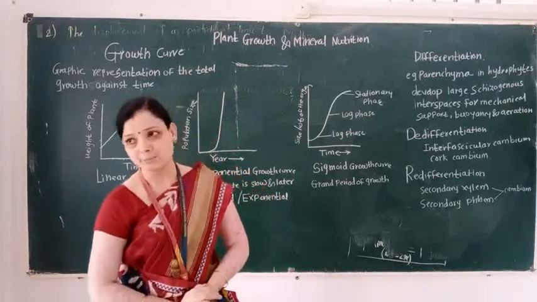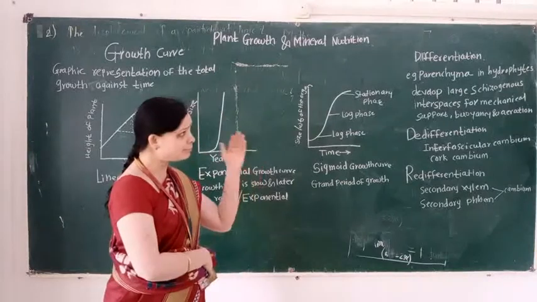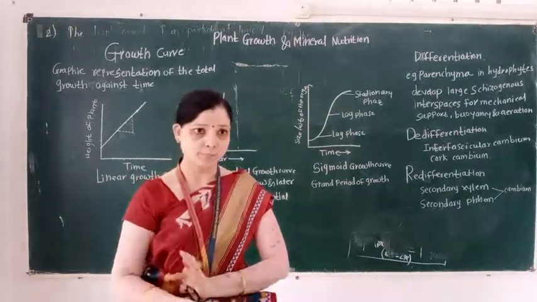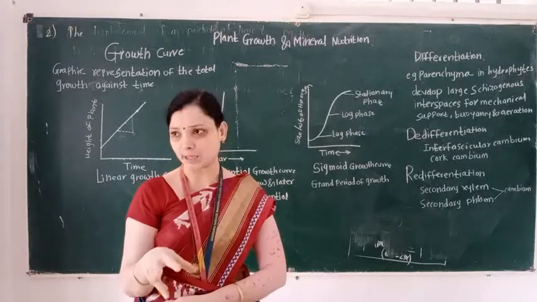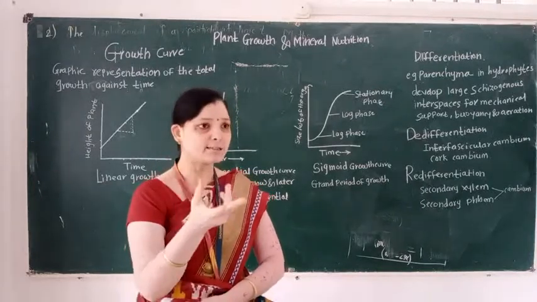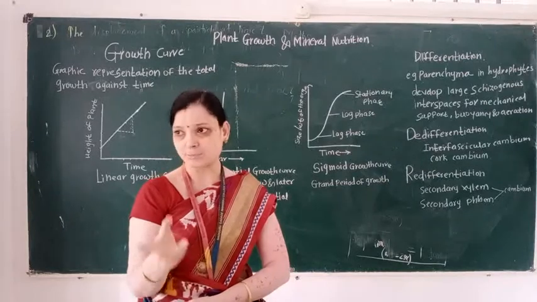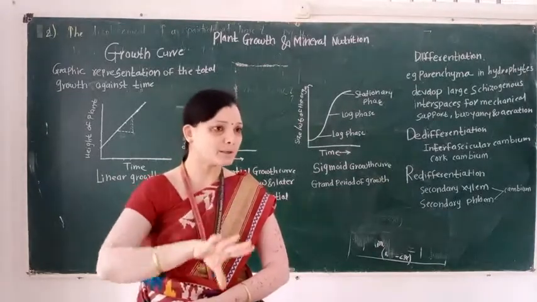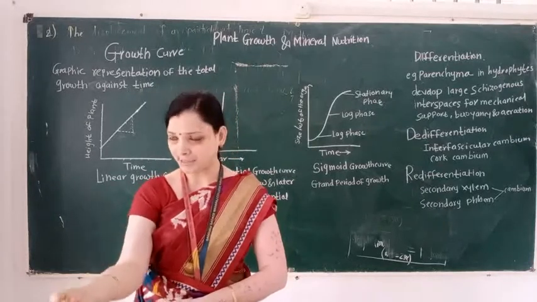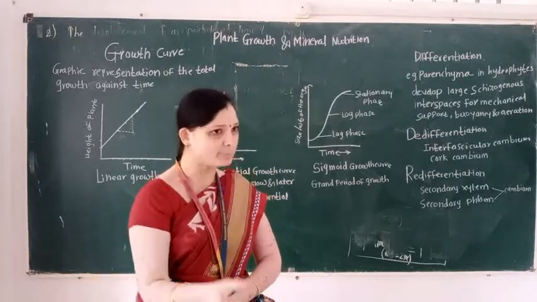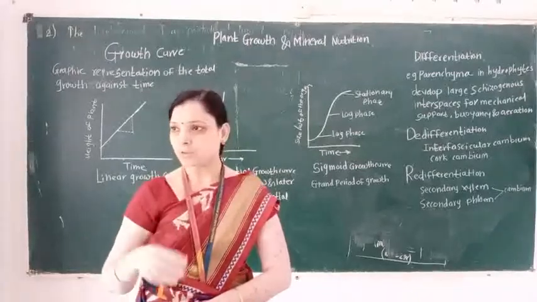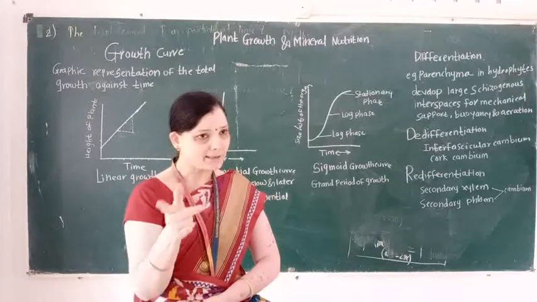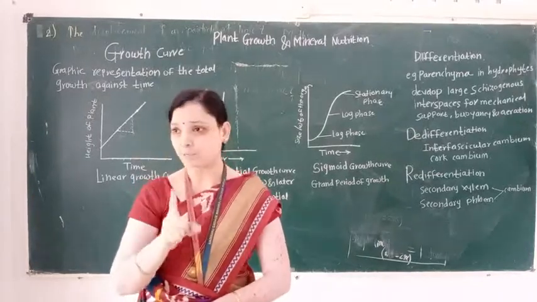Example of differentiation, for example, parenchyma. Parenchyma is a type of permanent tissue. Permanent tissue are classified into two types. You understand this concept in 11th standard. Simple permanent tissue and complex permanent tissue. Simple permanent tissue consists of three types: parenchyma, collenchyma, sclerenchyma, and complex permanent tissue consists of two types: xylem and phloem. So parenchyma is a simple permanent tissue.